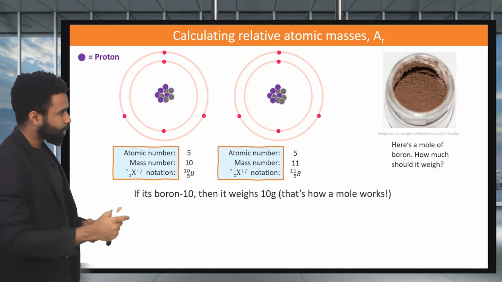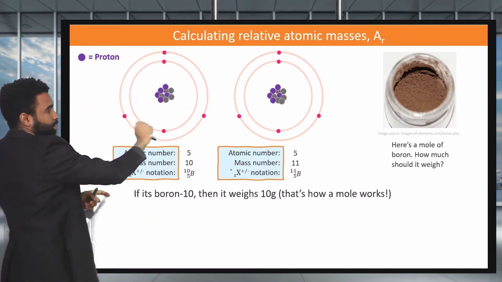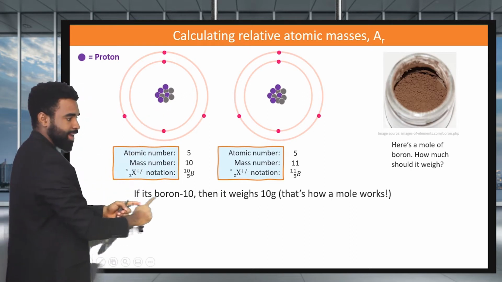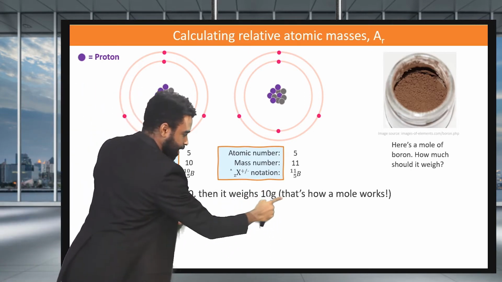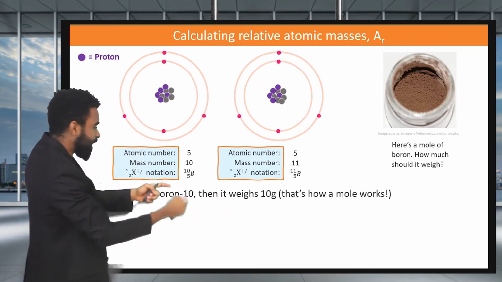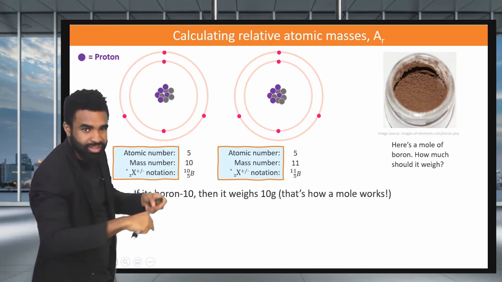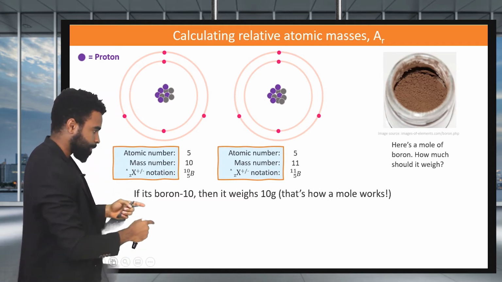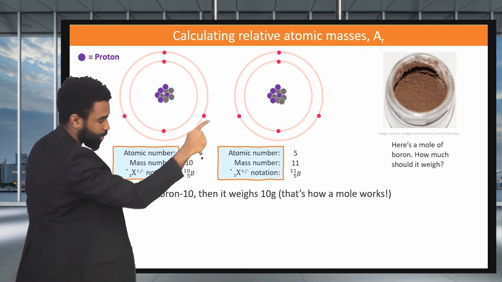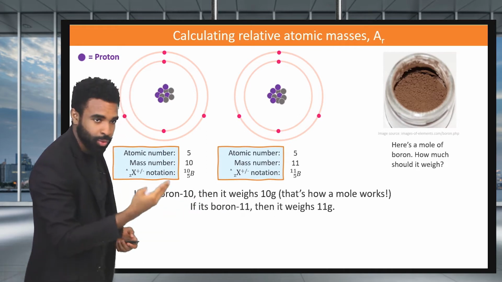How so? Well, if we knew that this mole of boron was just boron 10, that is all the atoms in that mole of boron were this, then its mass number, its weight would be 10 grams. So that's how a mole works. A mole is the number of particles that's needed to take the mass number, which is the number of massive things, and convert it to a value in grams. It's just an arbitrary number that humans picked. Okay, so if we knew that was boron 10, then it would weigh 10 grams. If we knew that was all boron 11, it would weigh 11 grams. But it's both. So what does it weigh?